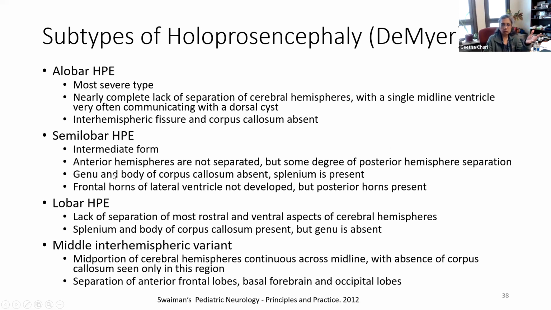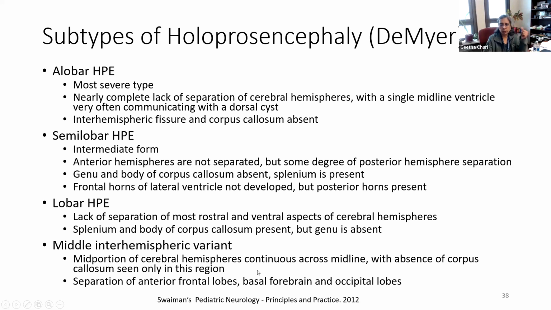So when the anterior is not separated, the genu and the body of the corpus callosum do not form, but the splenium is present posteriorly. Frontal horns of the lateral ventricles are not formed, but the posterior horns are present. And then lobar holoprosencephaly, where you have the lack of separation of the most rostral or the ventral aspects of the cerebral hemisphere. So that means the splenium and the body of the corpus callosum are present, but the genu is absent.